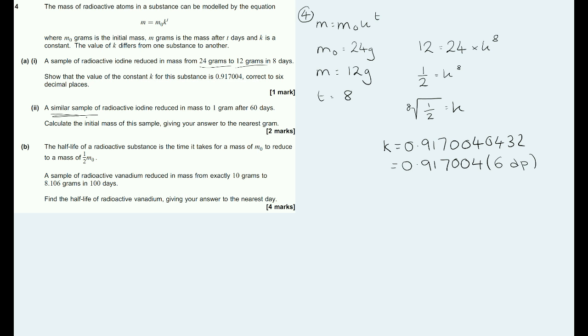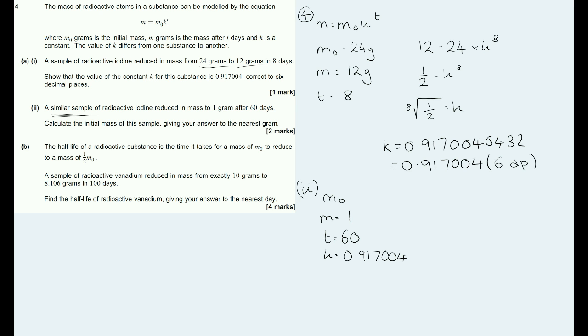Now we've got a similar sample. To be a similar sample, that means the value of k, that constant, is the same. So for part 2, the value of k is what it was, but let's just read it through. It's reduced in mass to 1 gram after 60 days. So m0 is the thing we're trying to find out. What was the initial mass? We know that the reduced mass was 1, we know the time was 60, and we know that k is this value that we were given in our question.